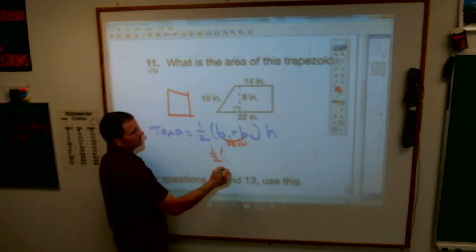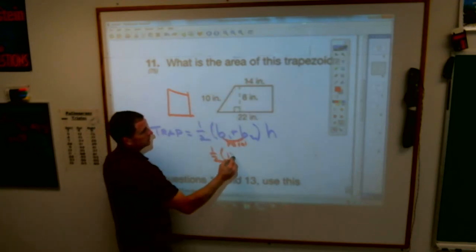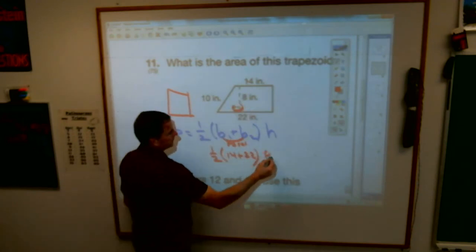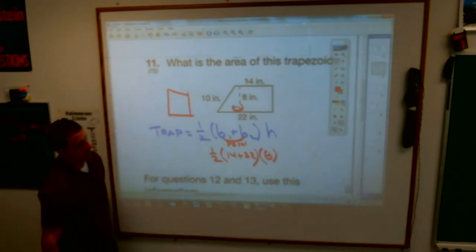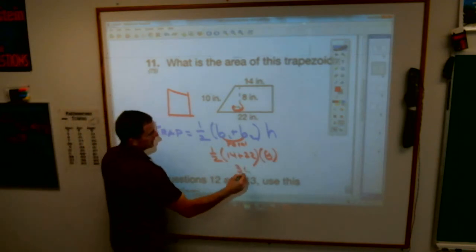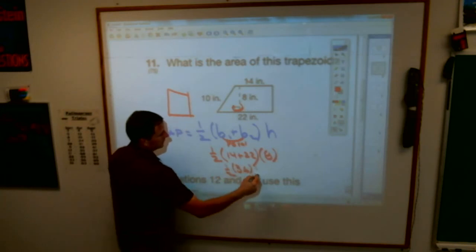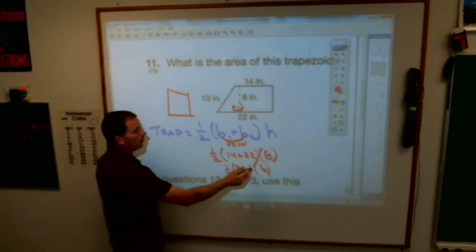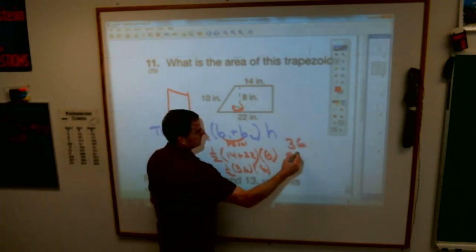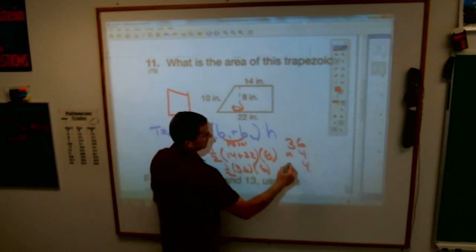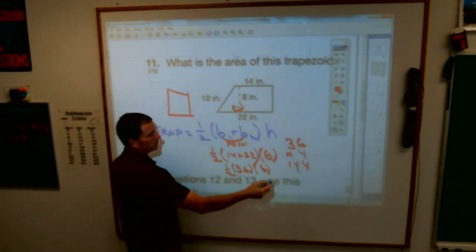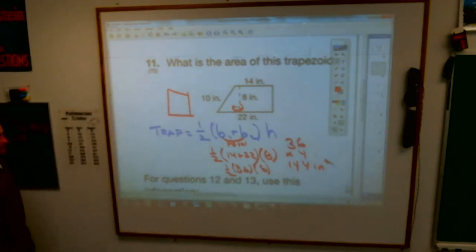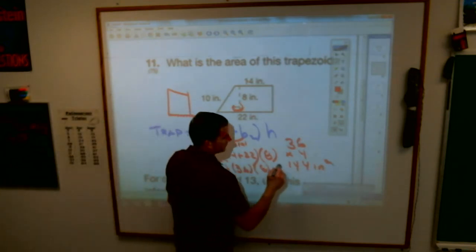So 1/2 of 14 plus 22 times the height, which is 8. 14 plus 22 is 36. And you can either take half of 36 or half of 8, it doesn't matter, or multiply those together. Half of 8 is 4, 36 times 4 is 144 inches squared. Did I get that one right? I'm on a roll now, that's for sure.